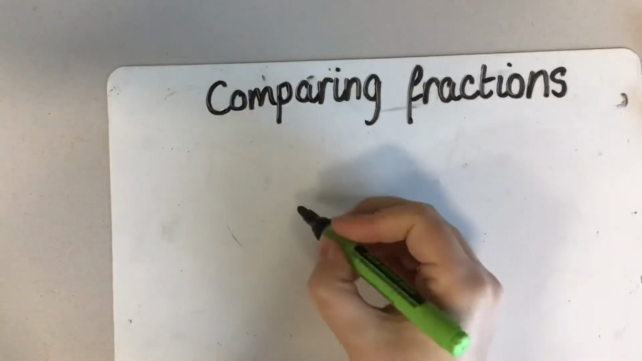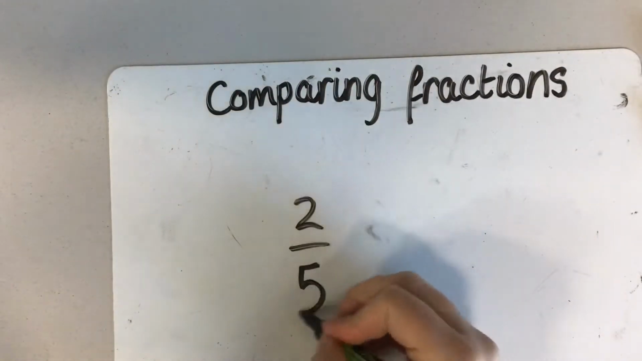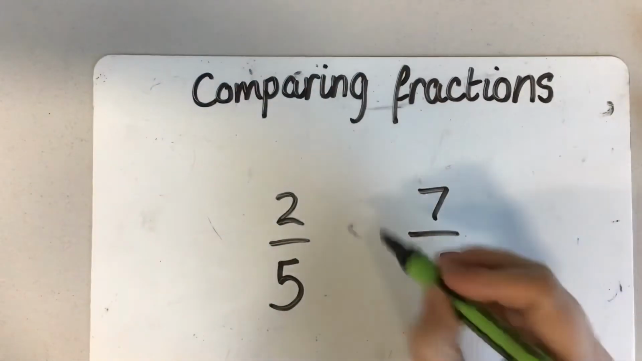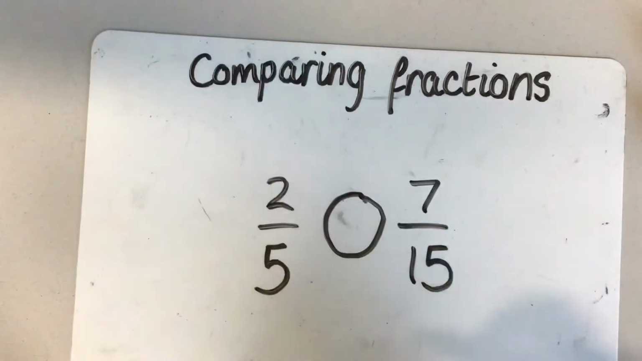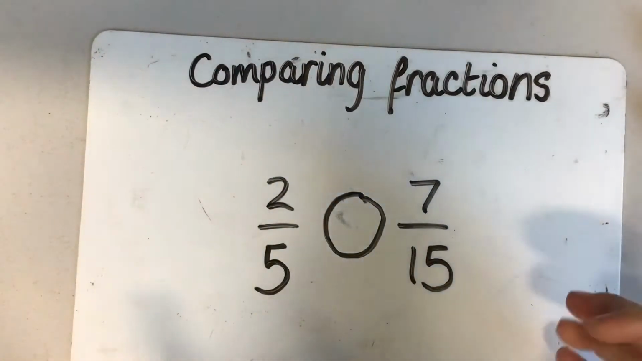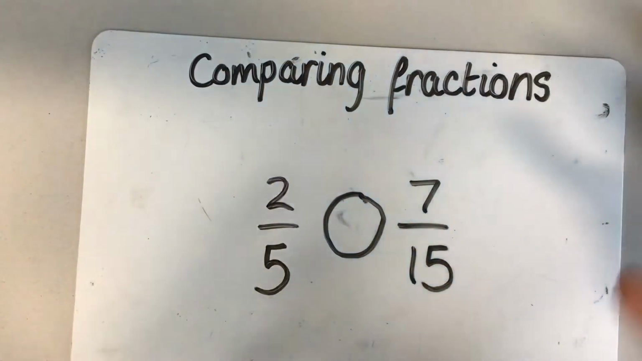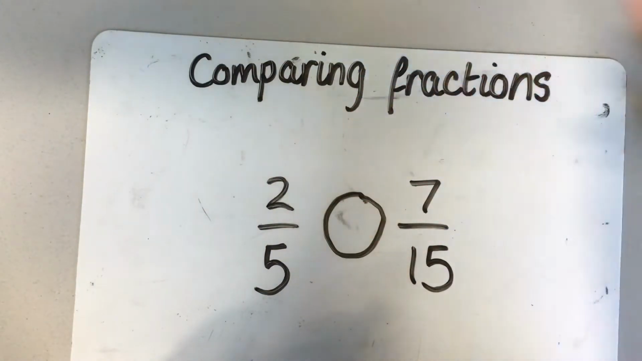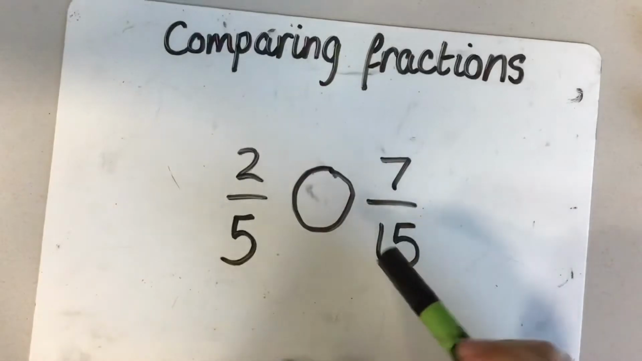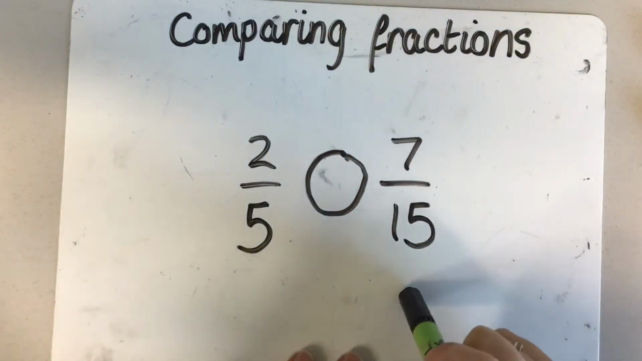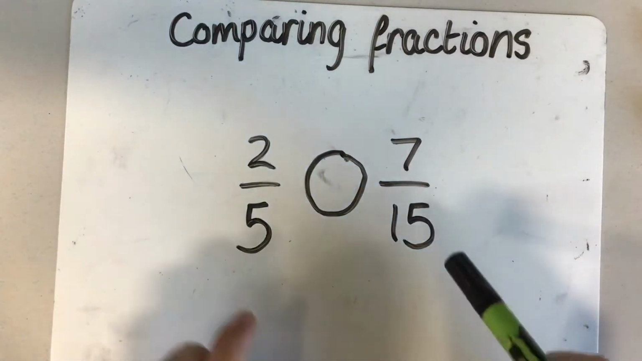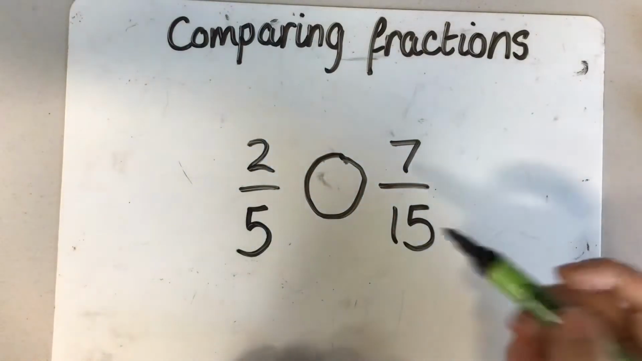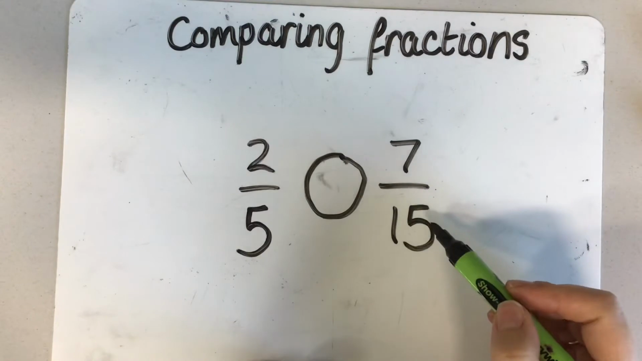I've got 2/5 this time compared with 7/15. Again, we've got different denominators, so we need to think about it visually, like using the Cuisenaire rods, or if you had some manipulatives, you might be able to do that. But we can also use the method we used when we were doing equivalent fractions, and make the fractions have the same denominator. So I'm going to put both of my fractions into 15ths.